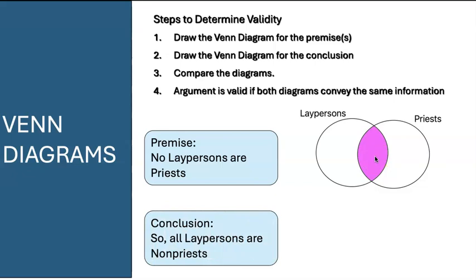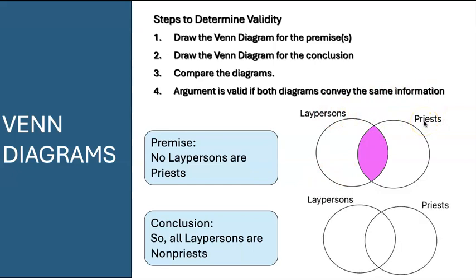Now, many people go wrong with this because if you started with a premises diagram with laypersons and priests, then your conclusion diagram also has to have the same laypersons and priests. You have to be consistent. Right? So if it says all laypersons are non-priests, that means you're saying that all laypersons are outside of the priest circle. So that means that the overlap between the two would be empty as well.